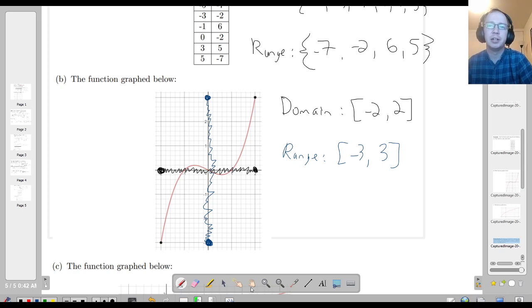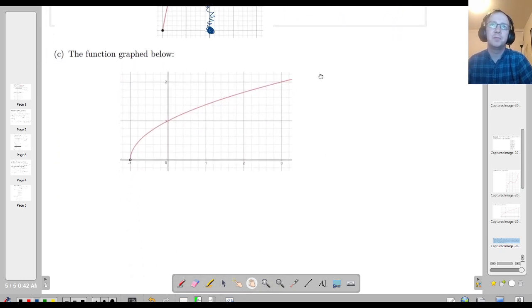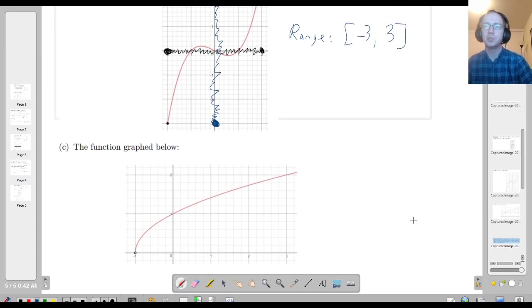Same process every time. So just to reinforce that, I want you guys to go ahead and pause the video, see if you can figure out the domain and range of this function down here. So go ahead and give it a try.